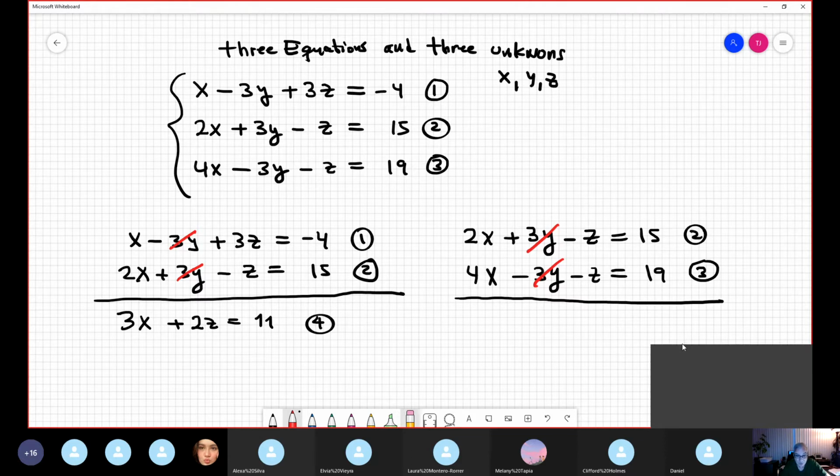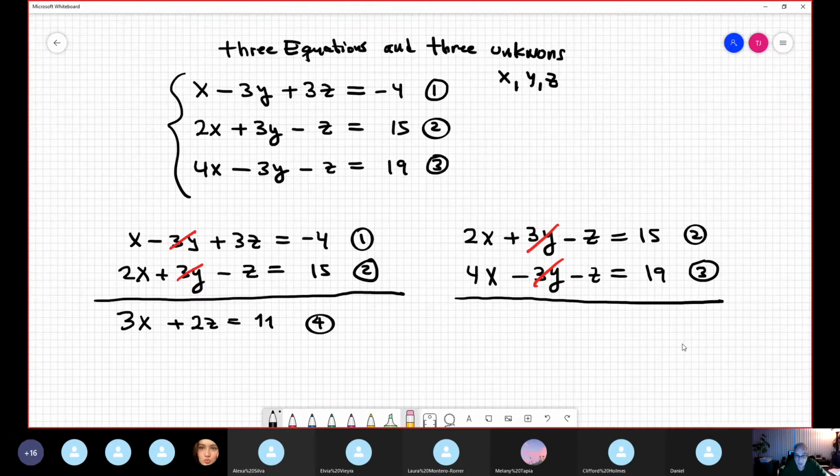Now let's do it. Addition by column, always addition. It's 6x, no y anymore, minus 2z equal 34, because the 14 carried that 1, 34. And this is equation 5. And that's it, almost I finish.